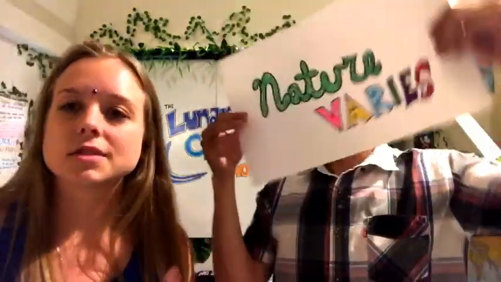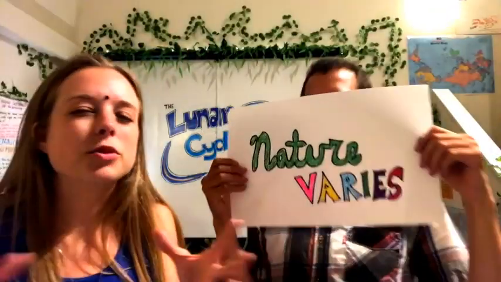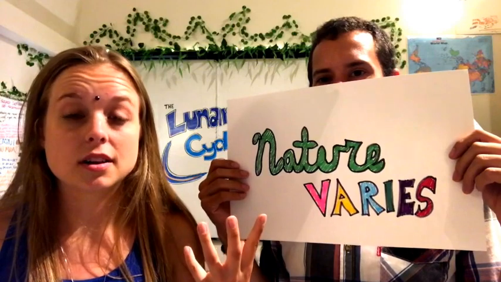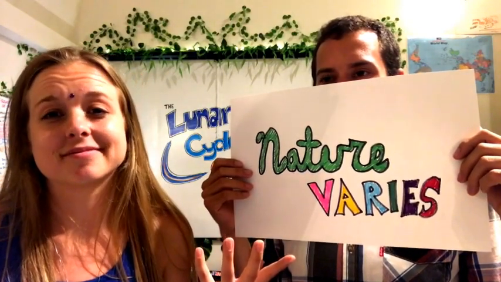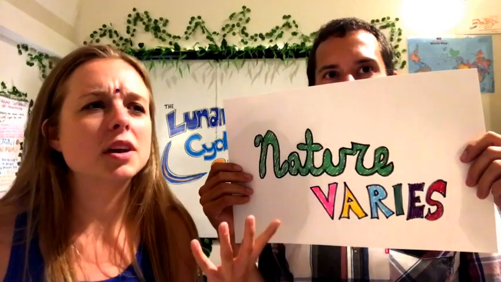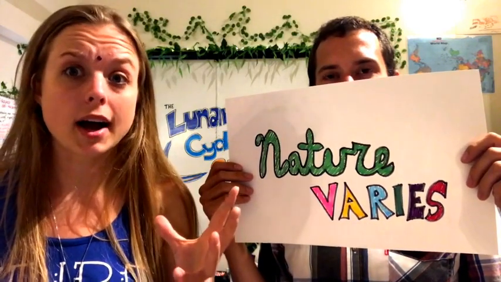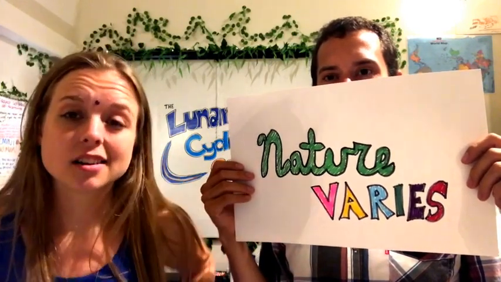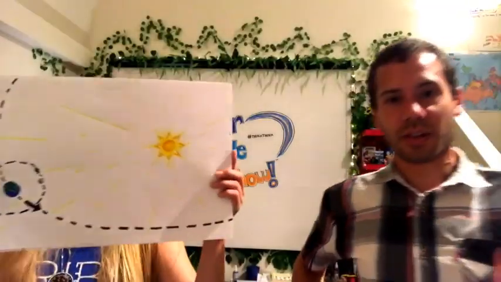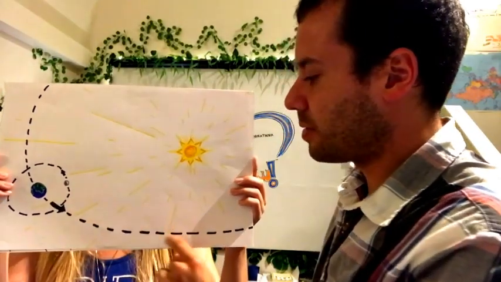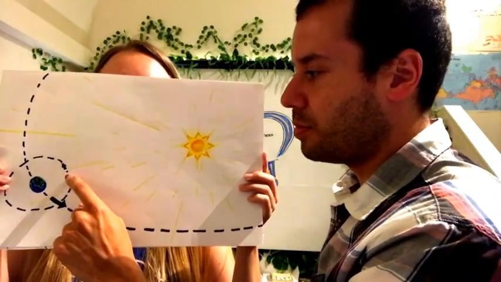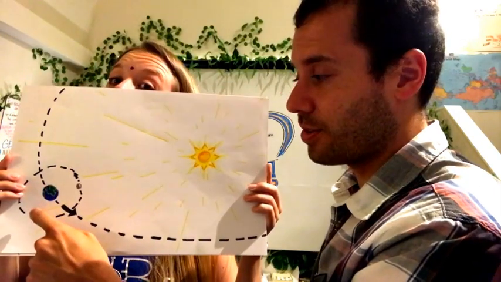Nature varies. Some cycles are big, some cycles are small, and it's this beautiful variance and diversity that really makes life beautiful at all. But how do we still understand why physically the lunar cycles change? That's a good question. All right, so the Earth orbits around the sun and the moon orbits around the Earth.